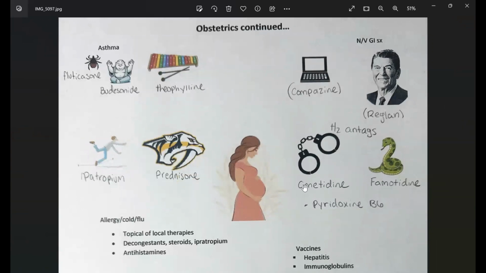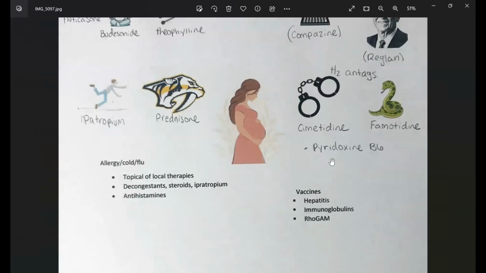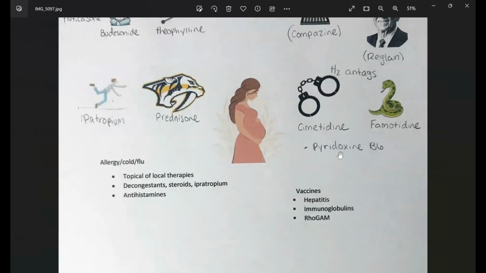And so when I made this, I thought this very first word, if you just added an R, it would say crime, and for crime you use handcuffs. So famotidine, and then this one, it's a histamine antagonist, and so it's a snake because snakes hiss. And in my original picture, I had a family of snakes that were dining, so famotidine. And then I don't have a picture of it, but you can also use pyridoxine, B6.